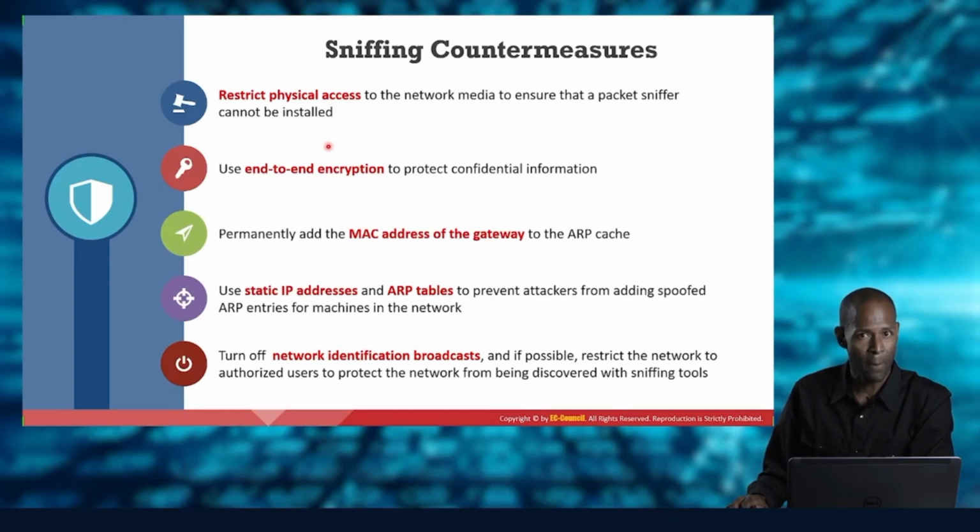So restricting physical access, number one. End-to-end encryption. This is especially important when you're dealing with Wi-Fi, with wireless, but it's also important for wired. Also, permanently add the MAC address of the gateway to the ARP cache. Remember how I told you that you can open a PowerShell or command prompt window on your Microsoft system, or a terminal window on Linux or Mac, and type arp -a, and it lists all of your ARP entries? So yes, you can do that.